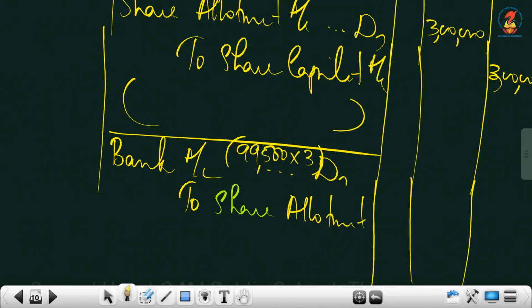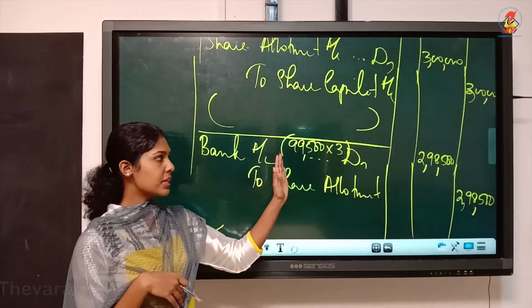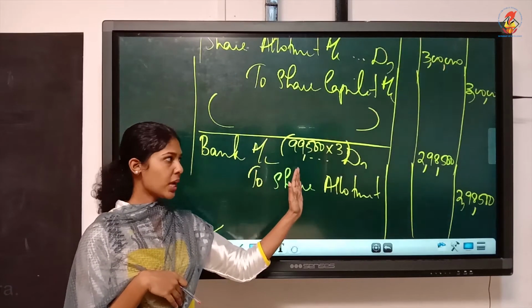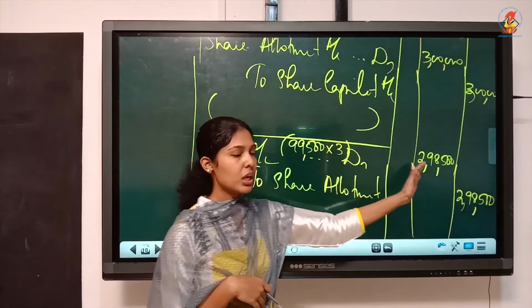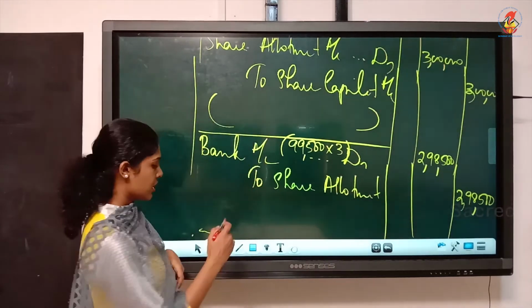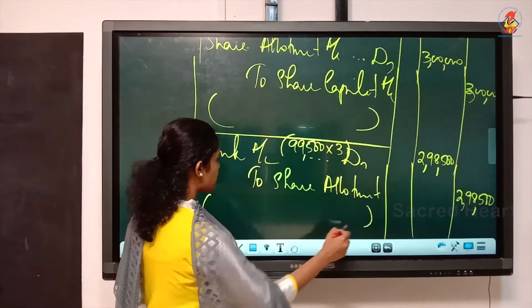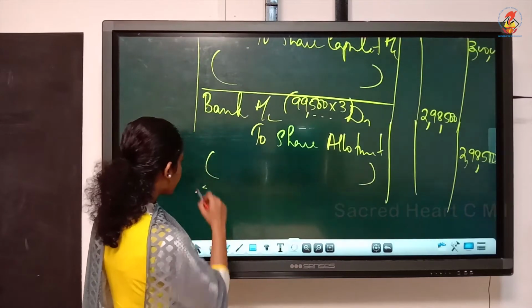So, you have received only 2,98,500. Understood? Don't simply write 3 lakhs here. Here there is a difference in the question. It is said in the question that we received only on 99,500 shares. So, you compute the amount and write 2,98,500. This is receipt of allotment money.